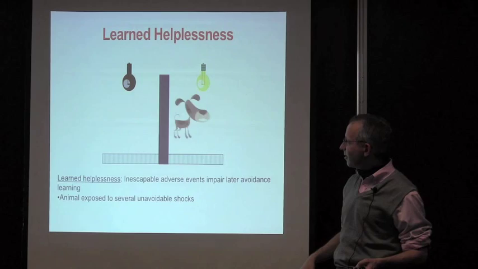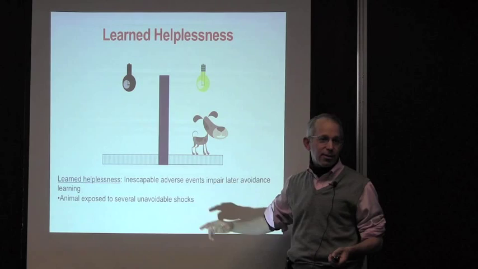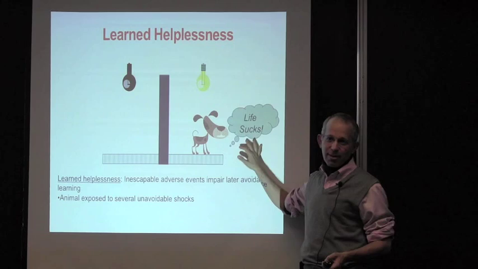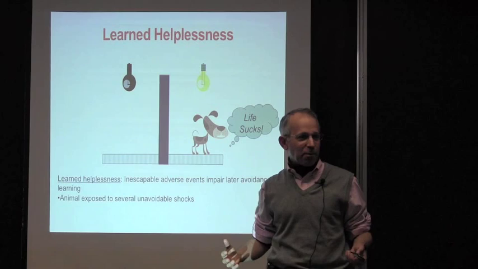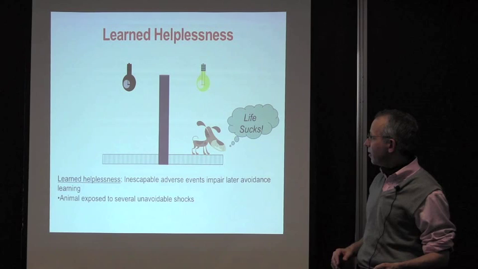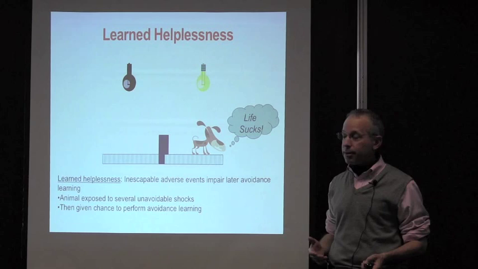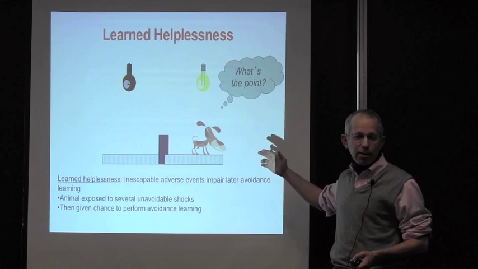Okay. So the idea is it keeps getting shocked, but it can't get out, and it's stuck, and it's whimpering. And this is, of course, a metaphoric intuition about what the animal may be thinking. Life sucks. I can't escape from all these shocks. What's the point? And so what happens later is that if you lower the barrier, and now the animal could learn it, it doesn't, even if it could.